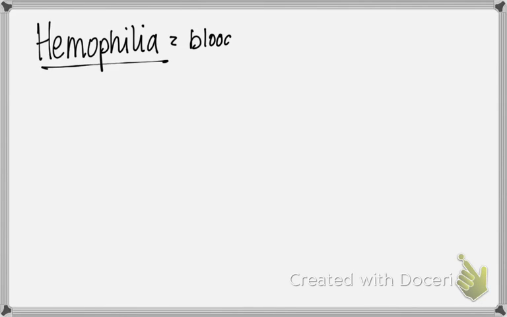So we're going to look at a disease called hemophilia. Hemophilia is a blood clotting disorder. Your blood does not clot. Therefore, what would be a not life-threatening injury becomes life-threatening because you just keep bleeding and bleeding and bleeding. And the gene for blood clotting is located on the X chromosome.